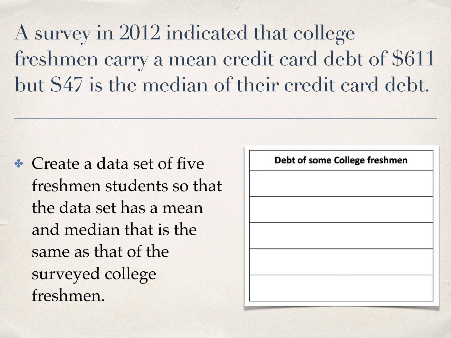In this last exercise, I will not give an answer, but see if you can figure it out. It says a survey in 2012 indicated that college freshmen carry a mean credit card debt of $611, but $47 is the median of their credit card debt. Create a data set of 5 freshman students so that the data set has a mean and median that is the same as that of the surveyed college freshmen. Can you come up with some numbers? You can perhaps venture your guesses in the comments below.